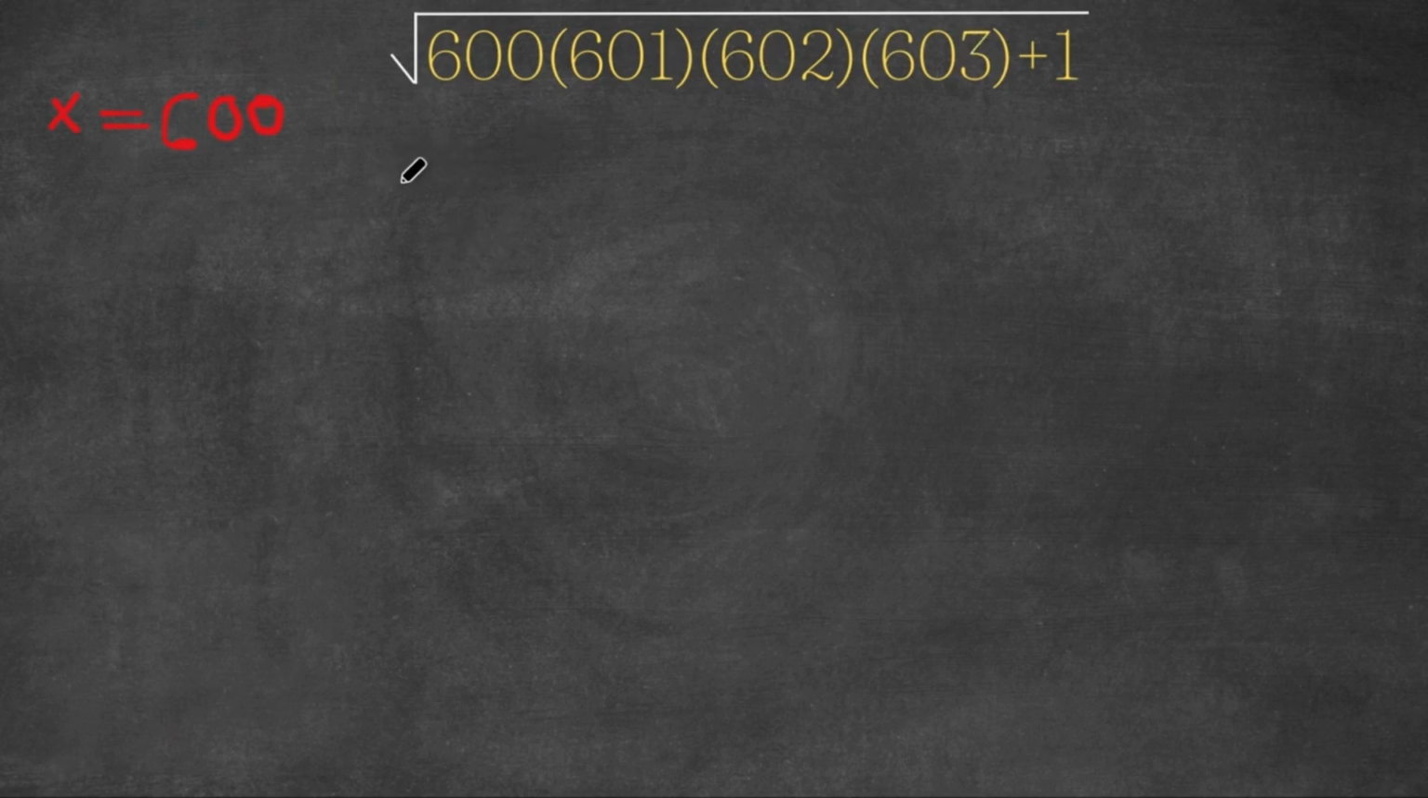So now we have the simplified form of this: x times x plus 1 times x plus 2 times x plus 3. And we have our plus 1 at the end.